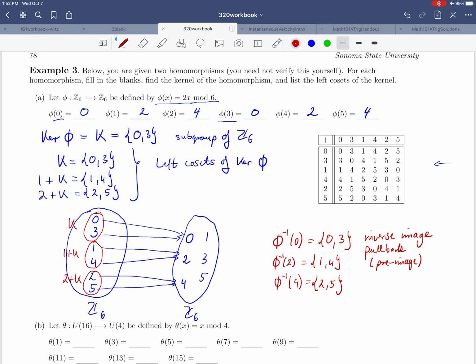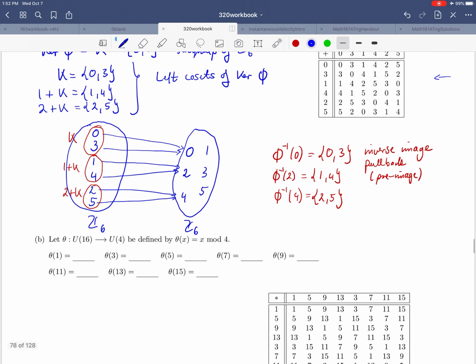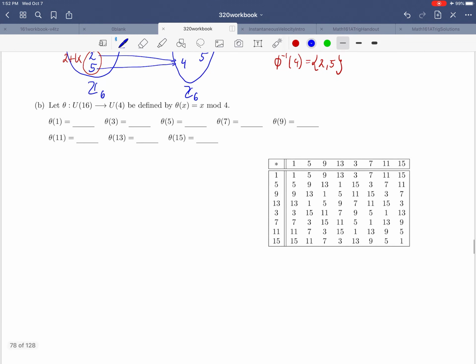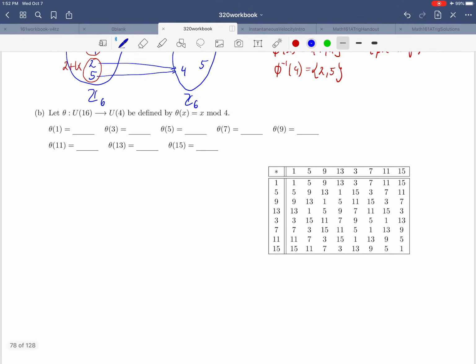So each inverse image is equal to one of our cosets. Let's look at part B of this example. So we are looking at U16, or rather theta is a homomorphism from U16 to U4 and defined by theta of x is equal to x mod 4. And again, we have the Cayley table over here, and I'm going to fill in the images.